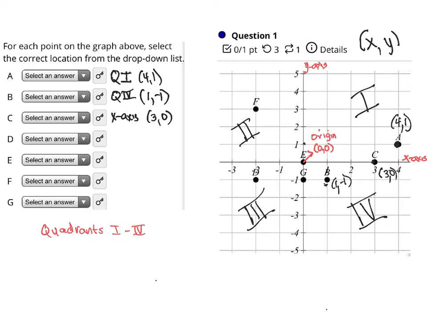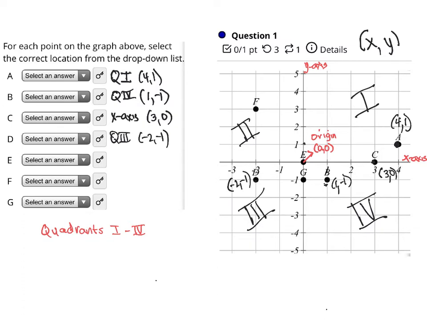Then D is over here. Look to the x, that's at -2. Be careful, your negatives on your x-axis are on the left. Your negatives on your y-axis are down below. And then over to the y, that's -1, and that's in quadrant 3. So that's Q3, and it is -2, -1.